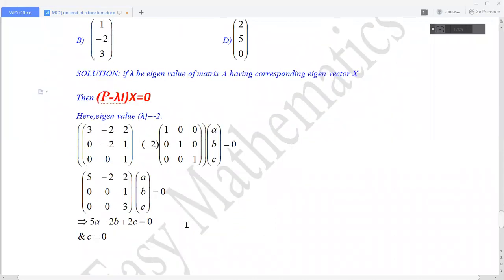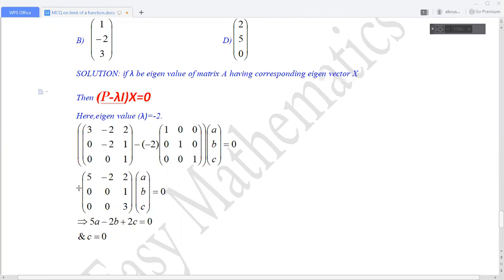Okay, here is just a simple matrix multiplication. If we multiply these two matrices, then the resulting linear equations will be: 5 times a, 5a; negative 2 times b, negative 2b; and 2 times c, positive 2c. This equals 0. This is one equation.